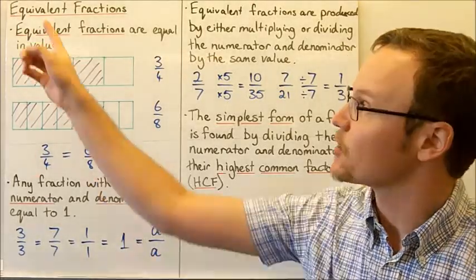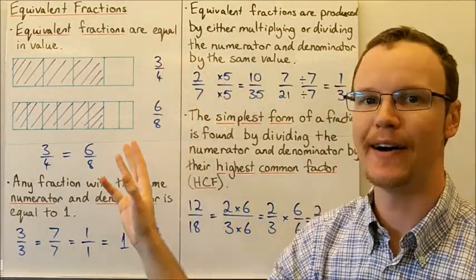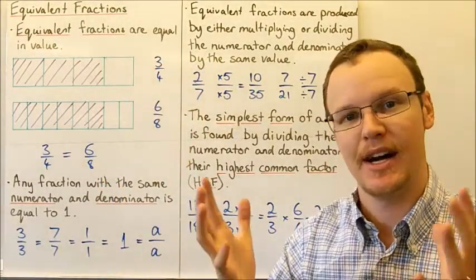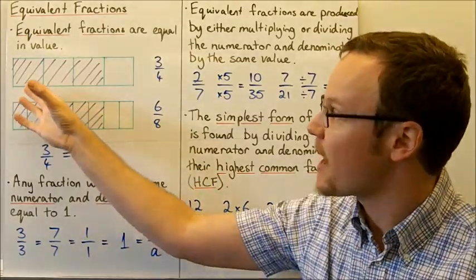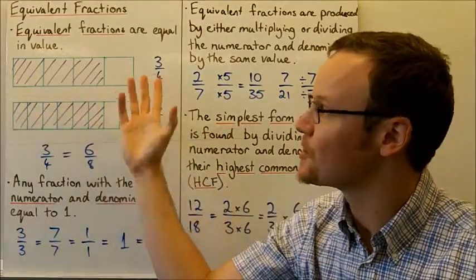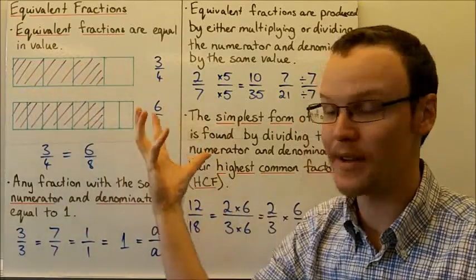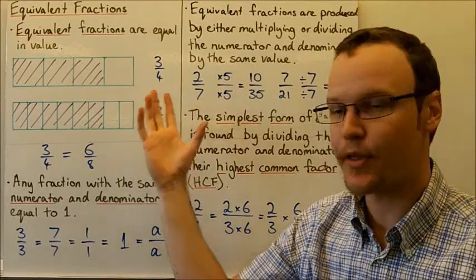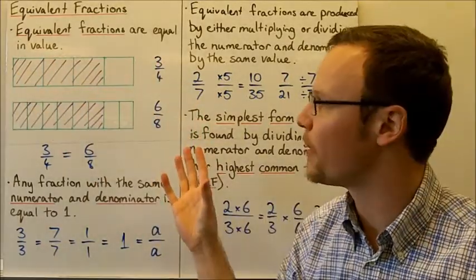Today we're going to look at equivalent fractions. Equivalent fractions are equal in value. That means they would occupy the same amount of something that was divided up. So if we had here a slab of something and we divided it into 4 parts and then only looked at 3 of them, or shaded 3 of them, then we'd have 3/4, three parts of something divided into 4 parts.